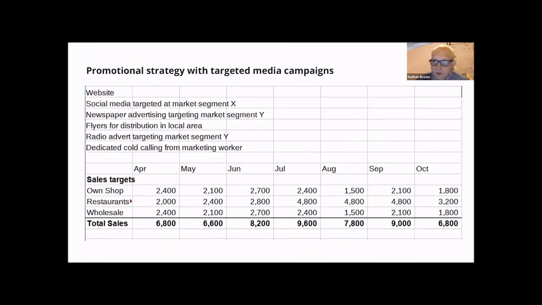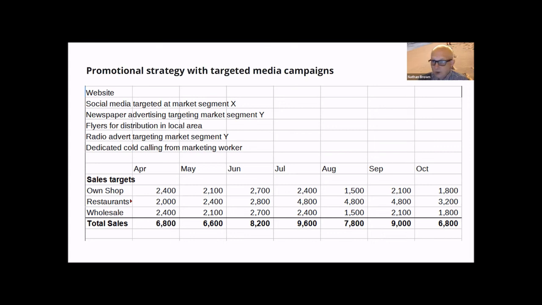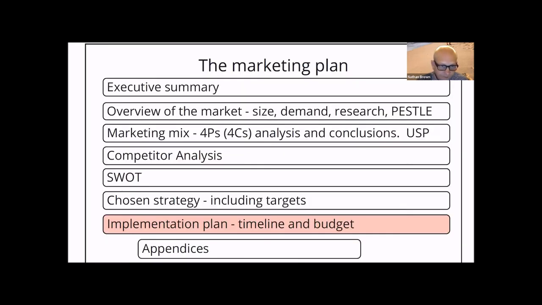Then our chosen strategy. What have we decided we're going to do? You know, is it going to be a promotional strategy? Is it going to be a product development based strategy? Is it going to be about market development, trying to open up new markets? And a summary of the actions and what sort of targets are we expecting? You know, what sales are we going to generate from this marketing activity?